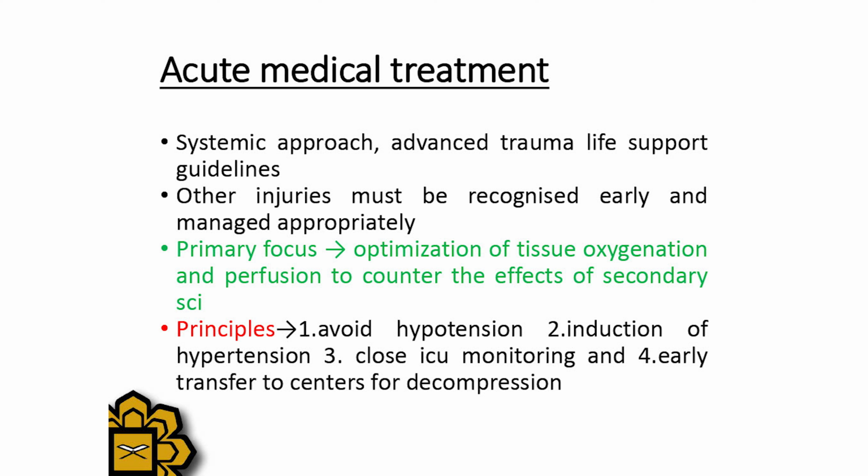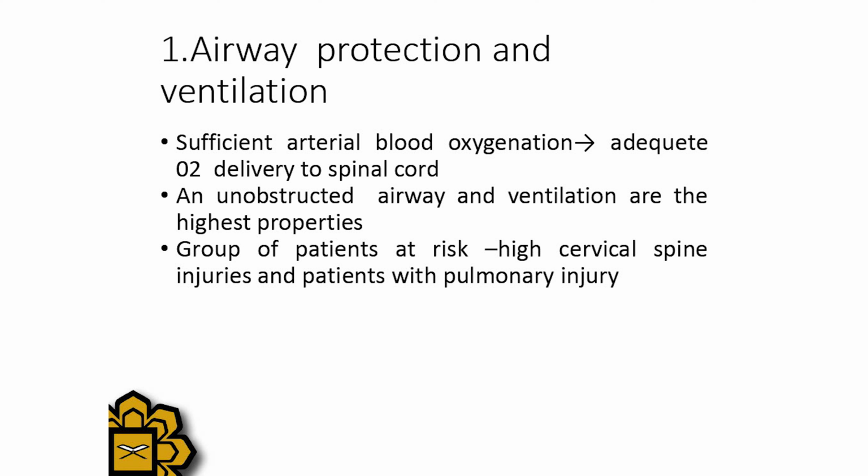So the primary focus is to optimize tissue oxygenation and perfusion to counter the effect of secondary spinal cord injury. So that's why I think resuscitation is very important. Number 1, avoid hypotension. Number 2, induction of hypertension. Number 3, close ICU monitoring. And 4, early transfer to a center for decompression. So this is number 1, airway protection and ventilation.